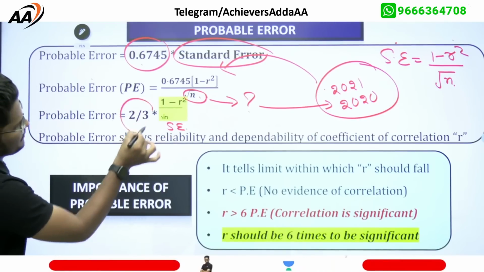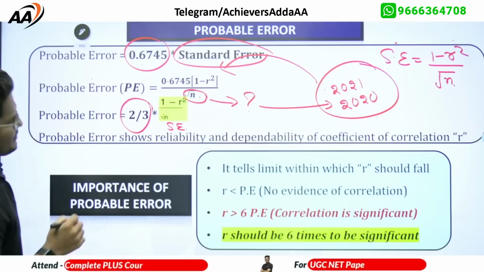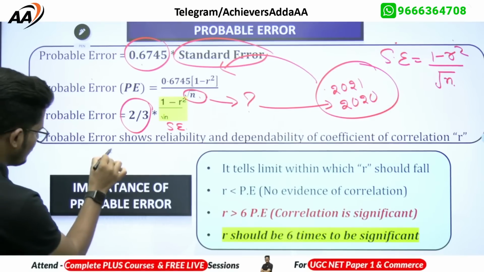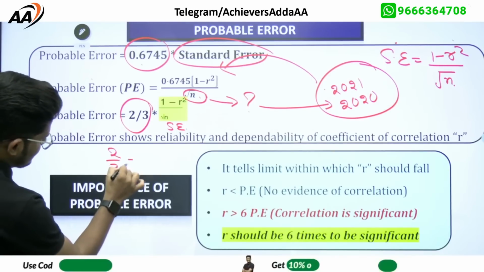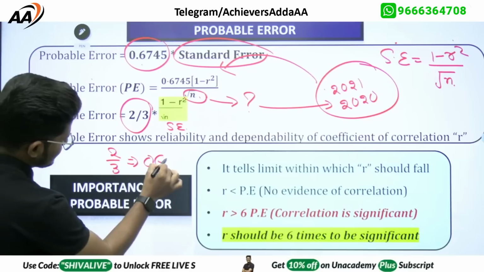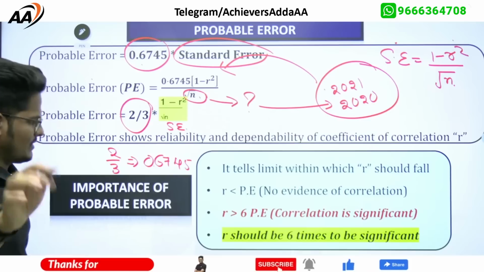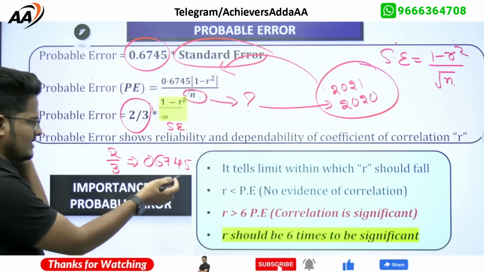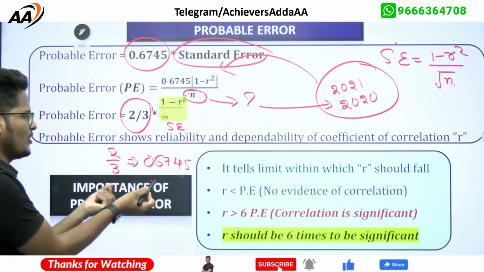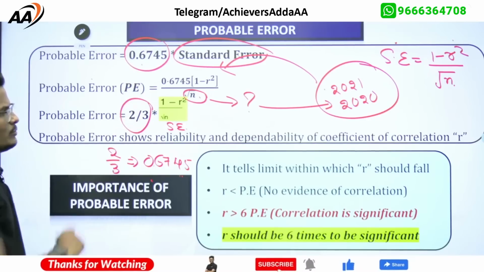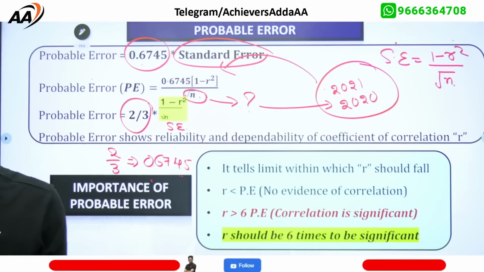When you multiply by 2 by 3, what is the 2 by 3 value? Again, 0.6745 only will come, approximately 0.66 something. So it is approximately near to this value only. In place of 0.6745 we are placing the 2 by 3 value.